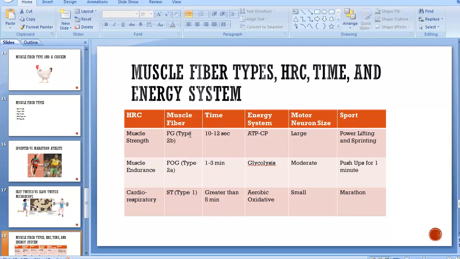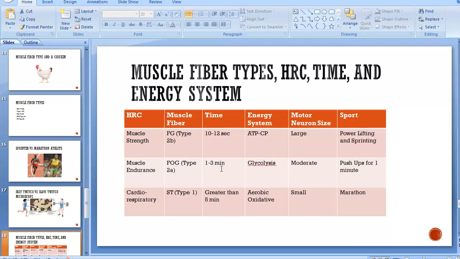That's connected. If I want to improve muscle strength, I would focus on developing fast-twitch glycolytic muscle. These are going to be good for events that last 10 to 12 seconds, and I would run off the immediate source of ATP within the muscle. That's the reason I don't have to have a lot of blood supply to the muscle. I'm going to have a huge, large motor neuron, and these are going to be good for events like powerlifting and sprinting.